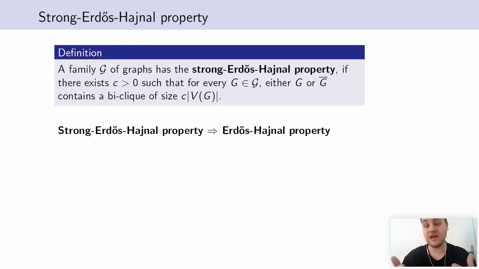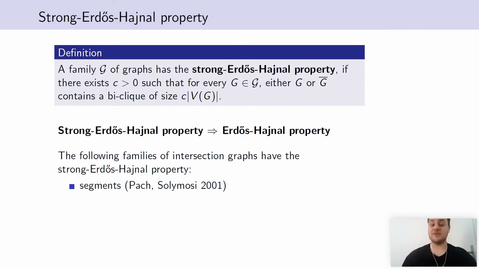Nevertheless, if a family of graphs has the strong Erdős-Hajnal property, the idea is that it should be easier to prove that than the Erdős-Hajnal property itself. And this idea was actually very successfully used in the past 15 years. So the strong Erdős-Hajnal property was used to prove the Erdős-Hajnal property of many families, not only in combinatorial geometry, but also in structural graph theory. But let me show you some examples in combinatorial geometry.